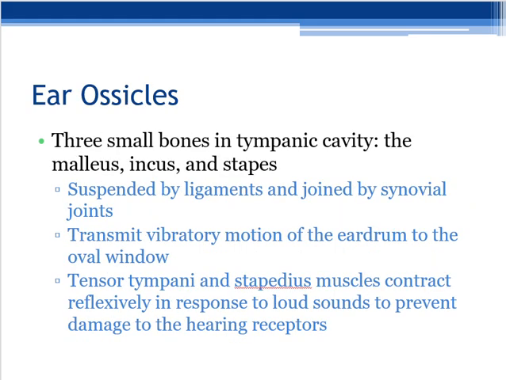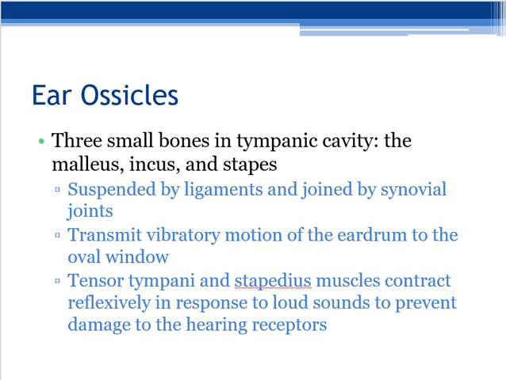Also, take a look at the middle ear again if you have a chance or have your book out, and look at those ear ossicles. Those are three small bones in the tympanic cavity, the malleus, incus, and stapes. The malleus is sometimes called the hammer, incus, the anvil, stapes, the stirrup because of shape. And they're suspended in place by ligaments, and they actually have between them synovial joints. They're able to increase the vibratory motion from the eardrum so that we increase the height of the sound waves that are moving into the internal ear.